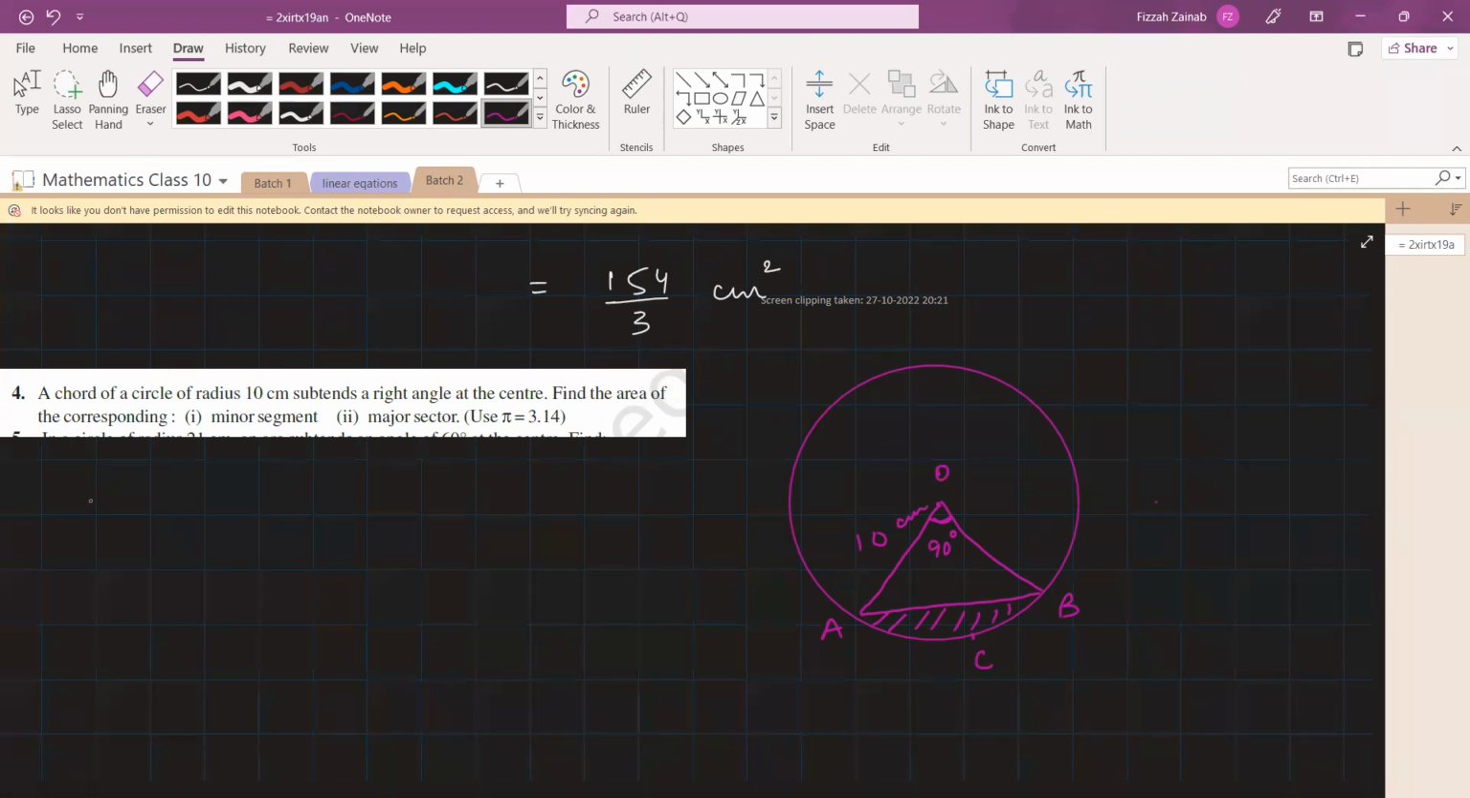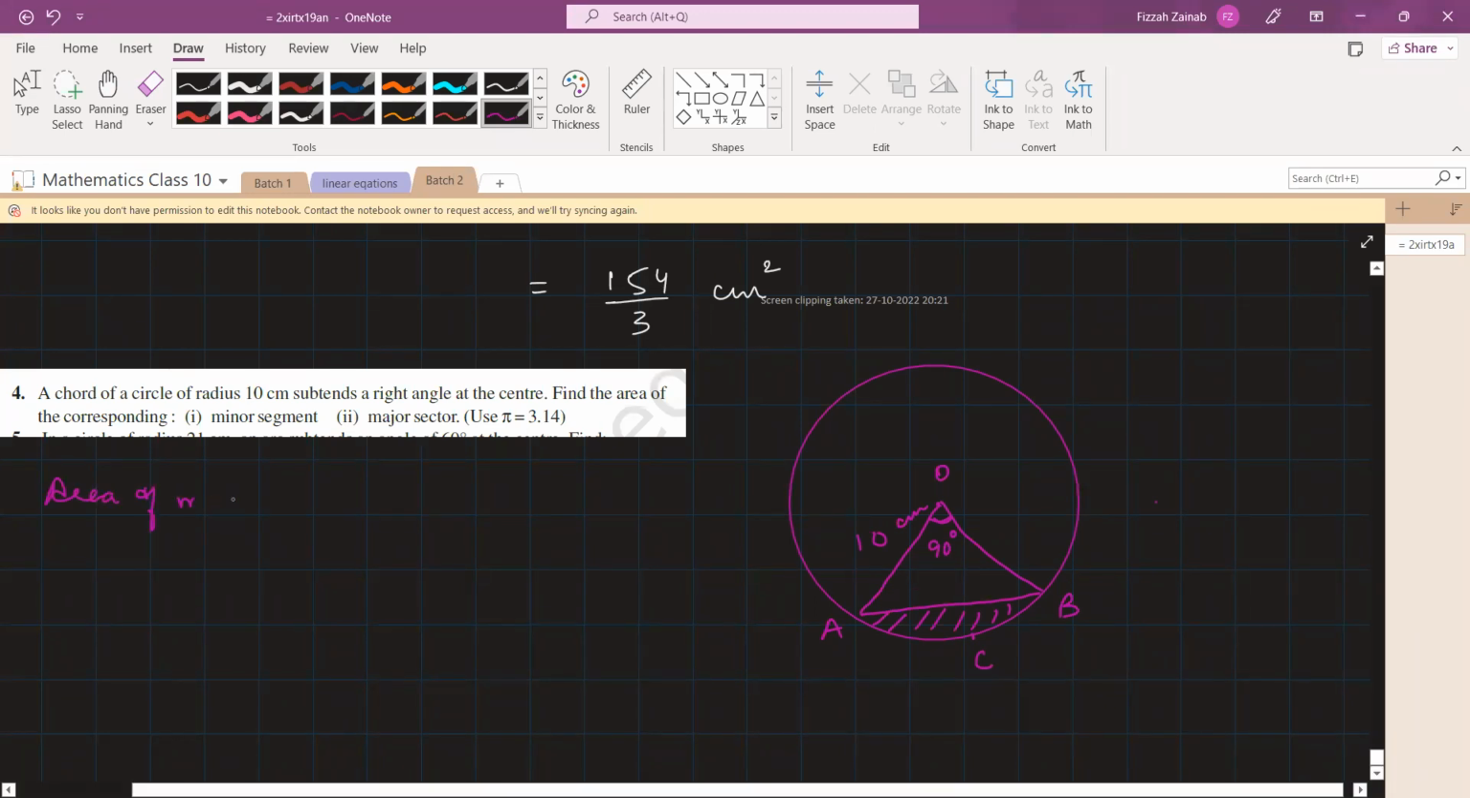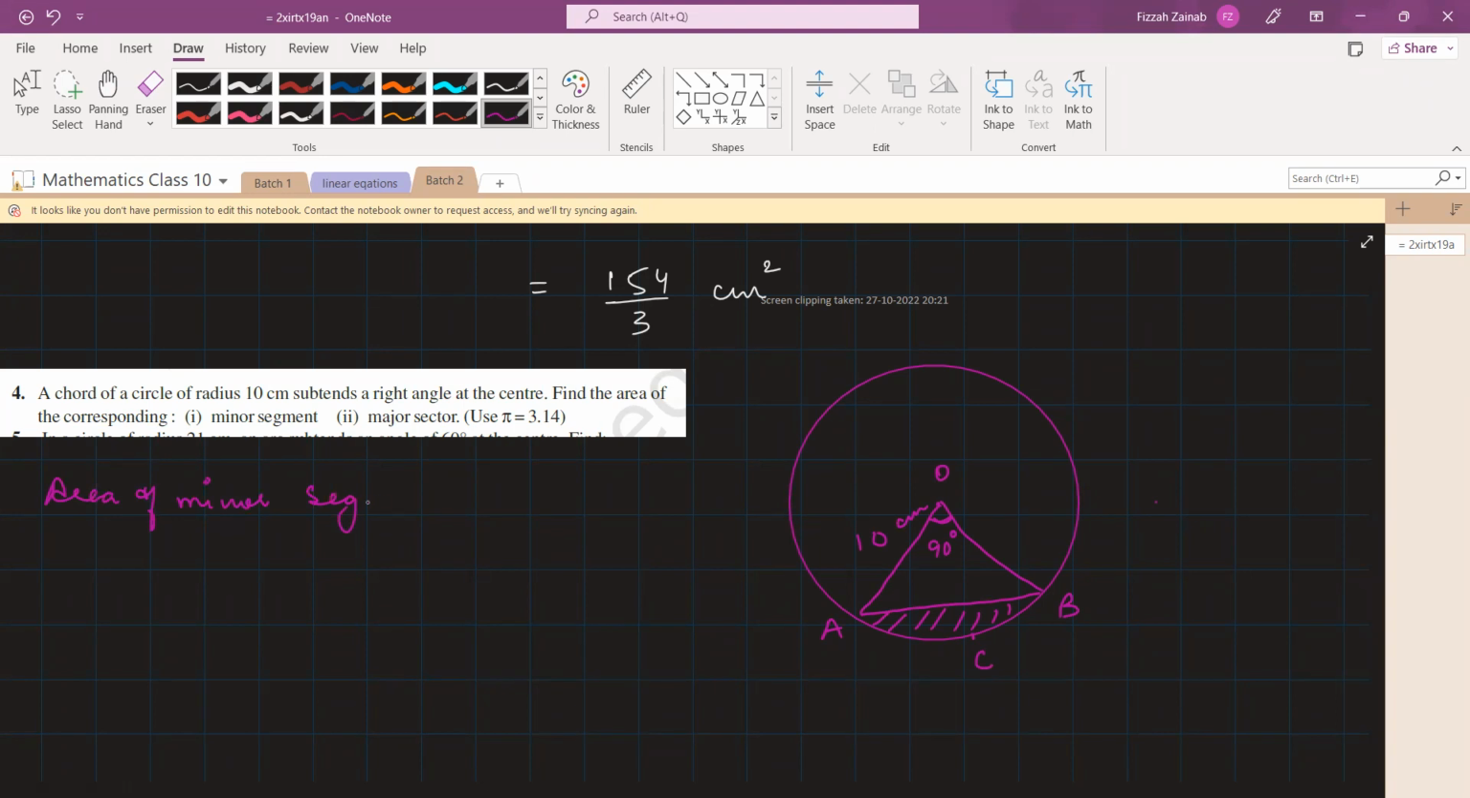Use the formula that area of minor segment is equal to area of sector OACB, right? And then minus area of triangle OAB, right? This theta by 360 into pi r square, and then minus area of triangle, which we have found, r square into sine theta by 2 into cos theta by 2, right?